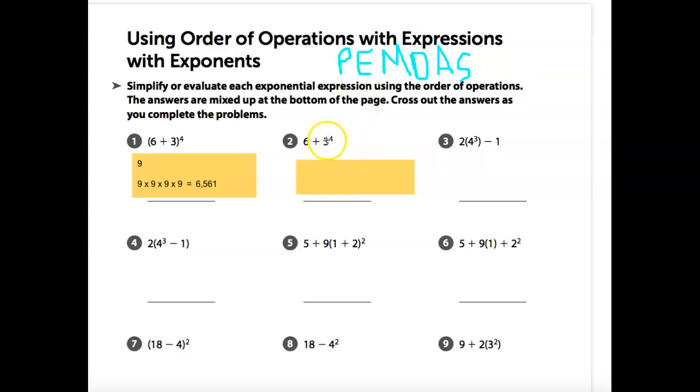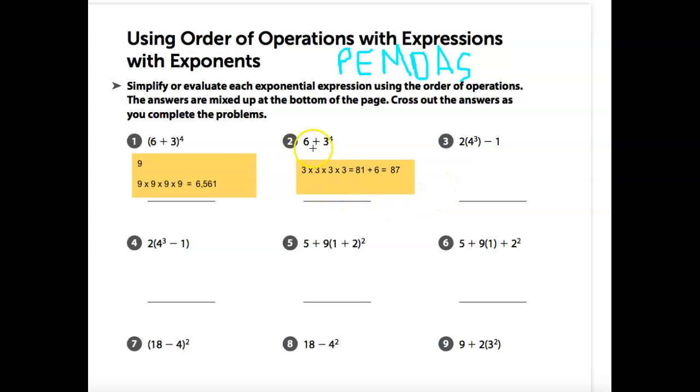Remember, order of operations, exponents first. So 3 times 3 times 3 times 3 equals, okay, 3 times 3 is 9. 9 times 3 is 27. 27 times 3 is 81. So this is 81. And then we add the 6, and we get 87. You see how we do that?